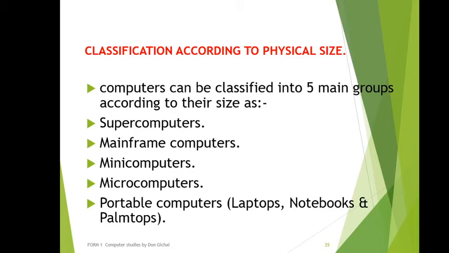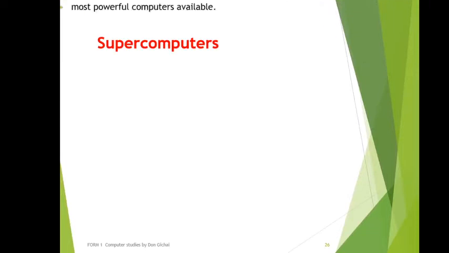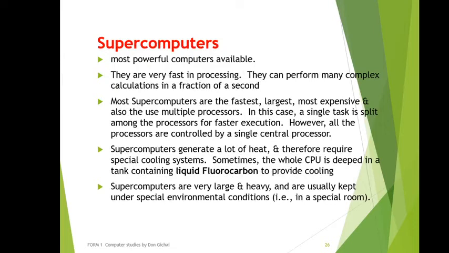We have the largest ever known computers, called supercomputers. Then supercomputers were followed by mainframe computers, which were followed by minicomputers, which were followed by what we have today, that is micro. Micro means small. And therefore, under micro, we have portable computers like laptops, notepads, or palmtops. Then we can look at some of the features of supercomputers. A supercomputer is referred to as the most powerful computer available. They are very fast in processing. Most supercomputers are the fastest, largest, most expensive, and they also use multiple processors. In this case, a single task is split among the processors for faster execution. However, all the processors are controlled by a single central processor.